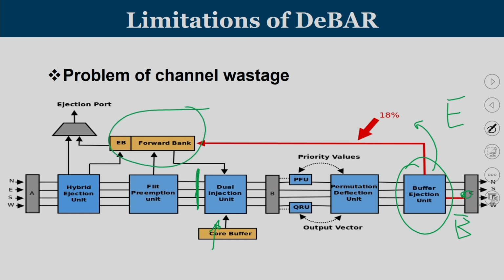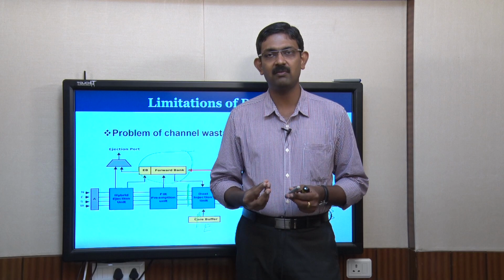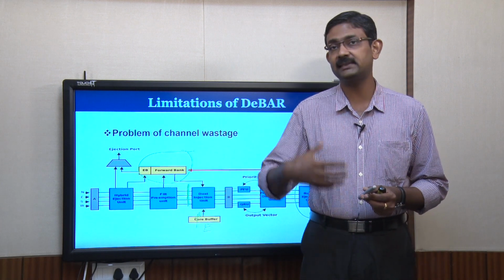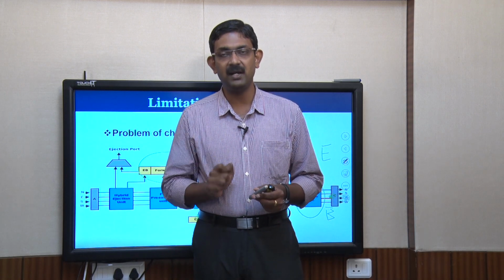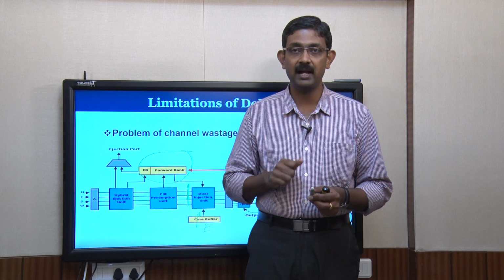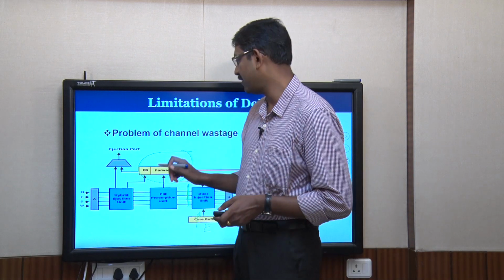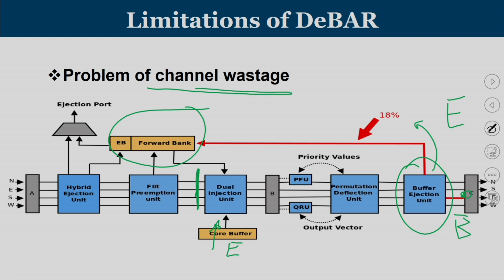Now, you have a scenario where your east port is idle, but we have a flit in the core buffer that is looking for the east output port. So, to summarize, a flit looking for a specific output port is waiting in the core buffer because it cannot inject. At the point of injection, all the channels were busy, but that specific output port for which the flit is waiting, that particular port is idle. This is called channel waste because we are wasting a channel when there is a valid flit looking for the same channel. This roughly happens around 18% of cases when we implement the D-bar router.